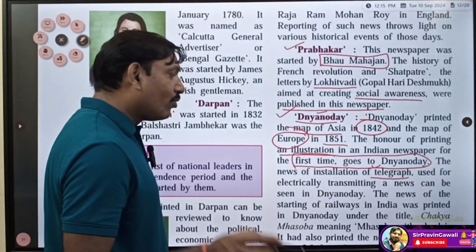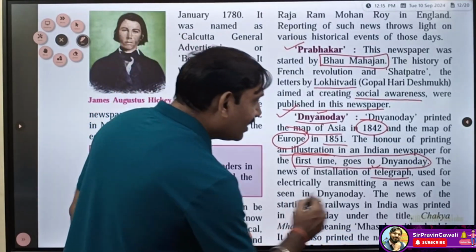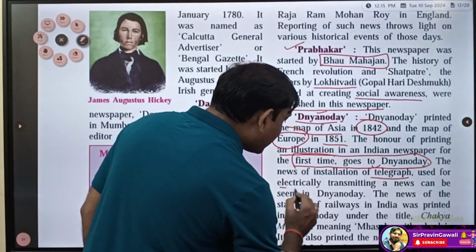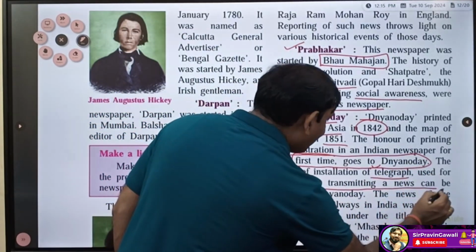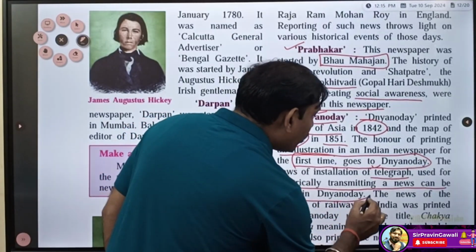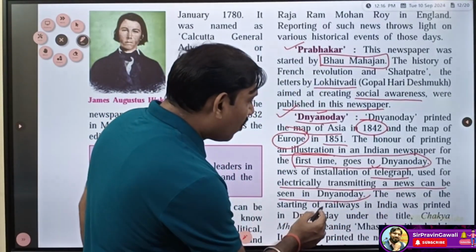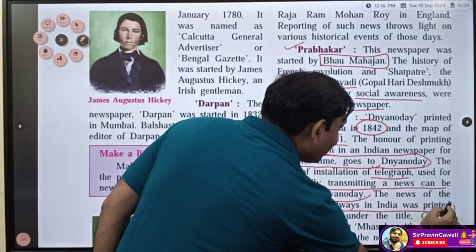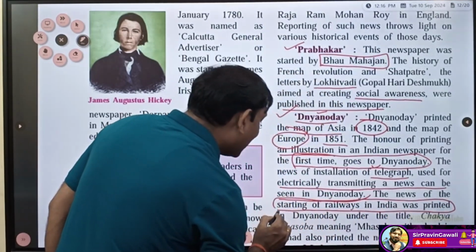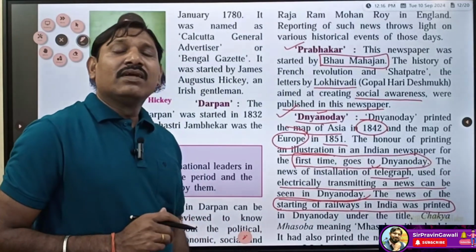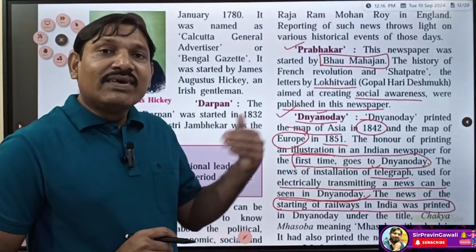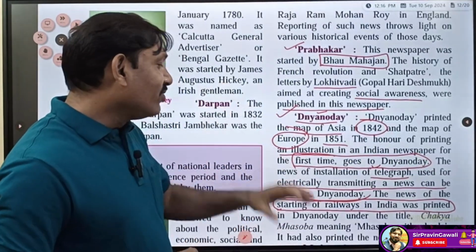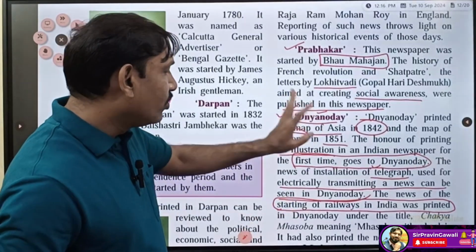The second most important information is given here, that is, the use of electrical transmission. A news item can be seen in Jnanoday. So the news of the starting of railways in India was printed. See students, very important and very interesting. For the first time when the railway started in India, that news was also printed in the Jnanoday news.